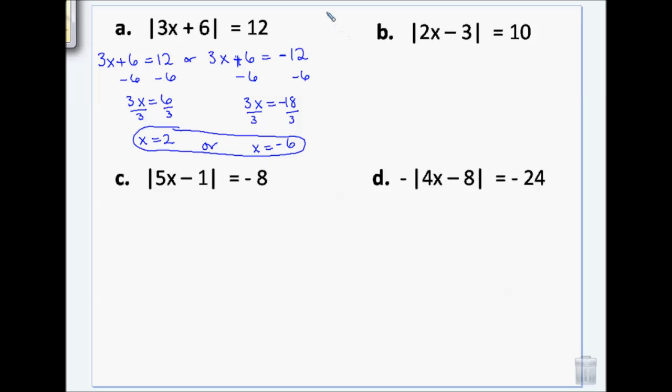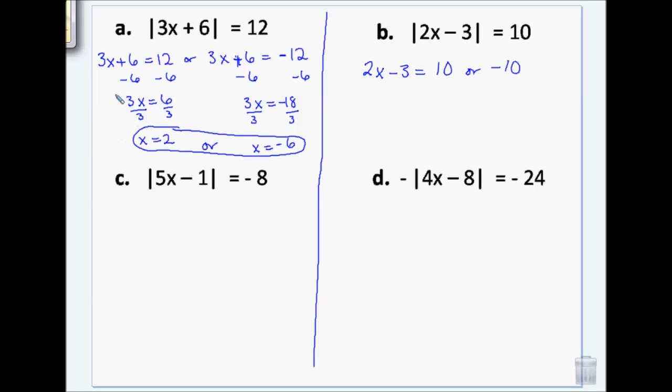Now, if you would like, you can do a different setup. Instead of doing 2x, or sorry, yeah, here, let's say this. 2x minus 3 equals 10 or 2x minus 3 equals negative 10. You can string it together if you want. You don't have to. Like that.